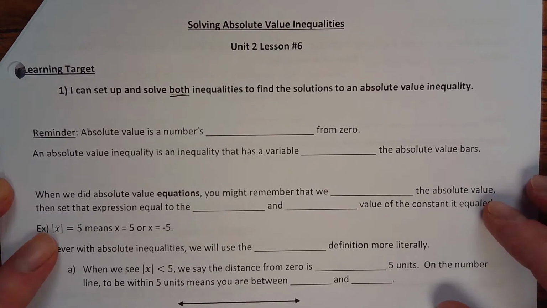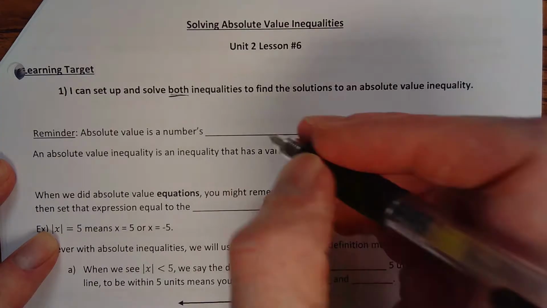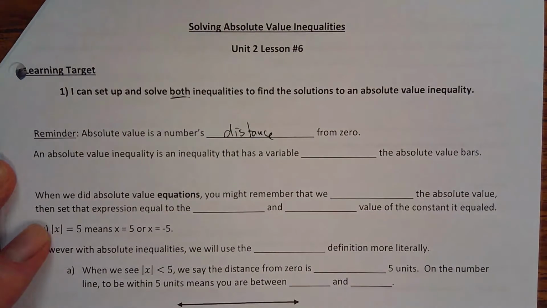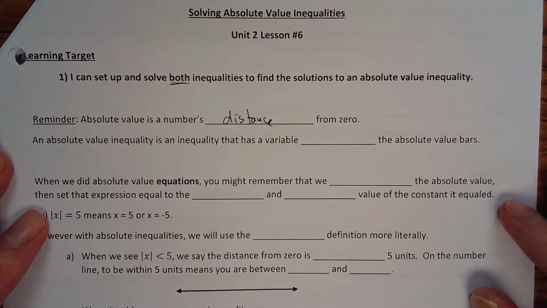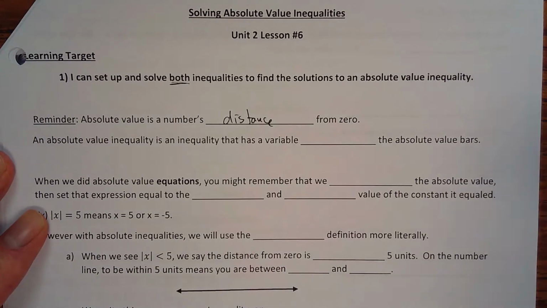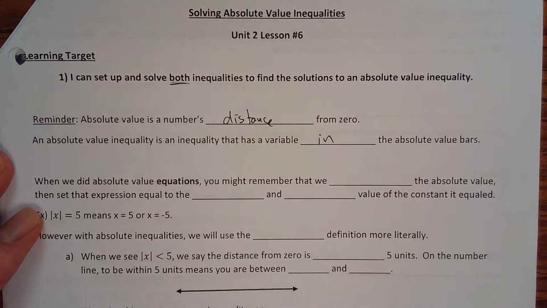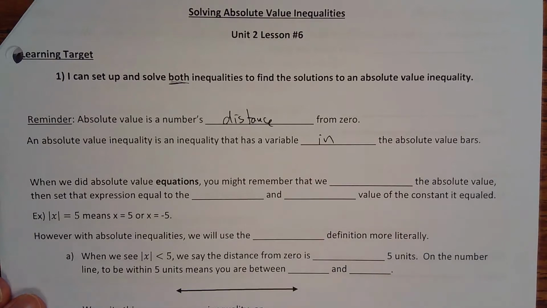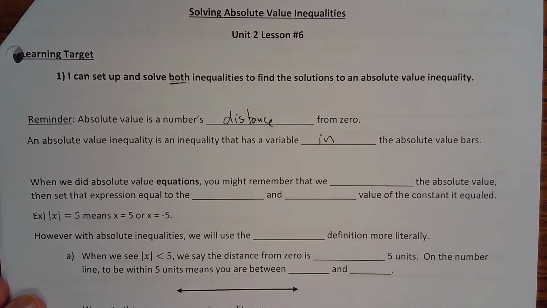So just as a reminder, absolute value is a number's distance. So remember, distance from zero. So an absolute value inequality is an inequality that has a variable in the absolute value bars. Okay, so like this, the variable is inside, that's an absolute value inequality.